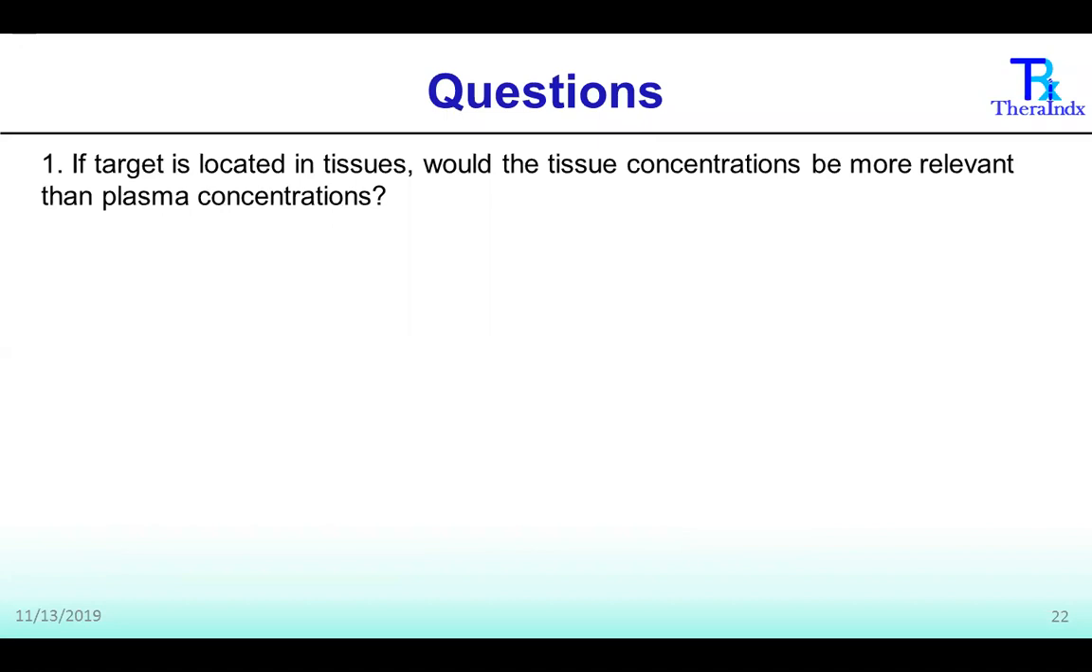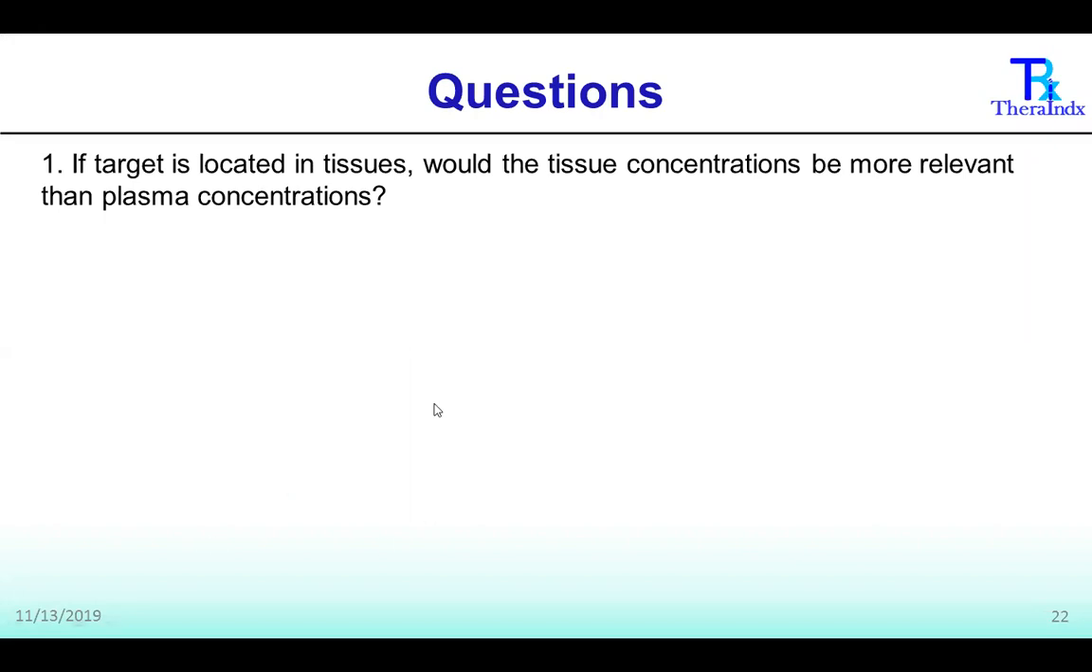So that was the presentation I had to make in this webinar, and I've got a few questions from the audience, which I've collated here based on the similarity, and I'll try to answer them here. The first question asked was, if the target is located in tissues, would the tissue concentrations be more relevant than plasma concentrations? This is a very valid question.